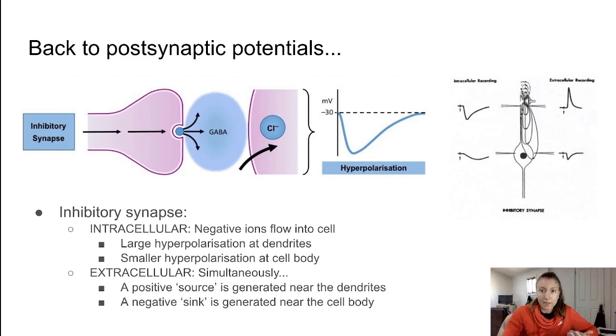So the same thing applies here. We've got this hyperpolarization happening inside of the cell, but if chloride is leaving the extracellular space to enter the cell, that means that our extracellular space is now more positive, and we get a source. Remembering that this chloride has entered the cell, it will need to leave eventually. It'll do so at about here, and we get a negative sink around the cell body.